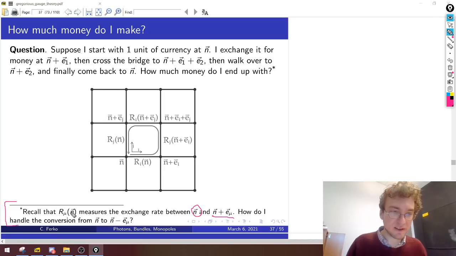So for instance, for r1, it's telling you how much money you get at the country that's 1 unit to the right. So the thing you have to think about is how to do this for n minus e mu. How do I get an exchange rate for a country 1 to the left? But okay, think about that for a moment and chime in if you have a proposal.